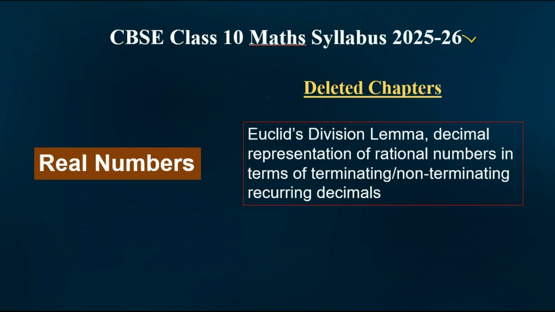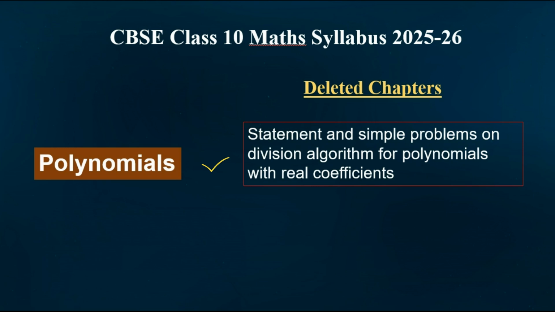CBSE Class 10th Maths Syllabus 2025-26. Real numbers, deleted chapters: Euclid's division lemma, decimal representation of rational numbers in terms of terminating or non-terminating recurring decimals. Polynomials, deleted chapters: statement and simple problems on division algorithm for polynomials with real coefficients.